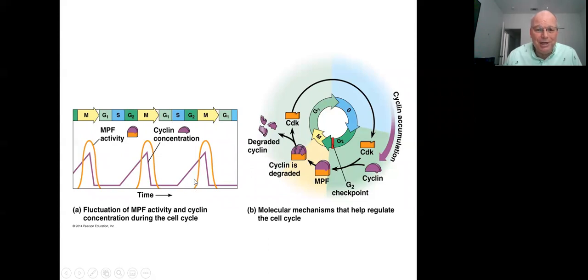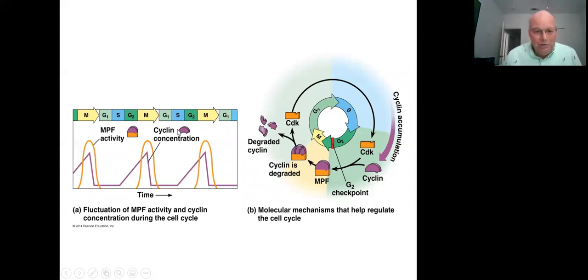So why the disconnect between the appearance of cyclin and the appearance of MPF? Well, the answer is because cyclin does not start to bind to the CDK until its level reaches a threshold level. And then MPF activity does not begin until the amount of MPF reaches a threshold level.